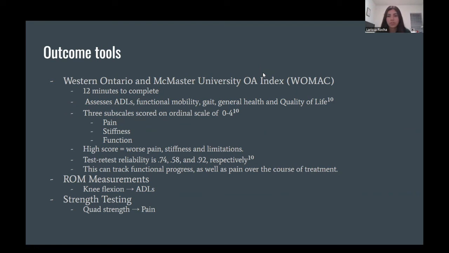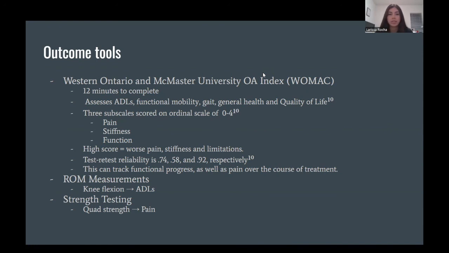An ordinal scale of 0 to 4 will be used to score patients in pain, stiffness, and function, with an emphasis on function. As the patient progresses through therapy, we generally want to see the patient score lower, because higher scores mean worse pain, more stiffness, and more limitations. The test-retest reliability values are 0.74, 0.58, and 0.92 respectively for those 3 categories.